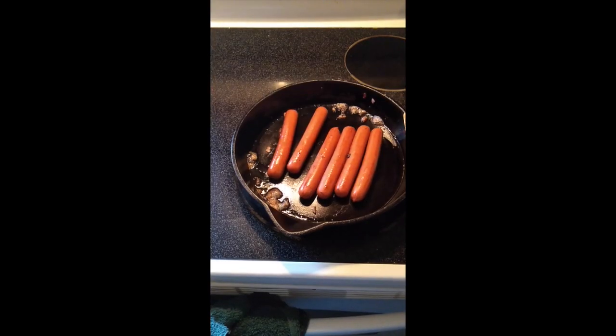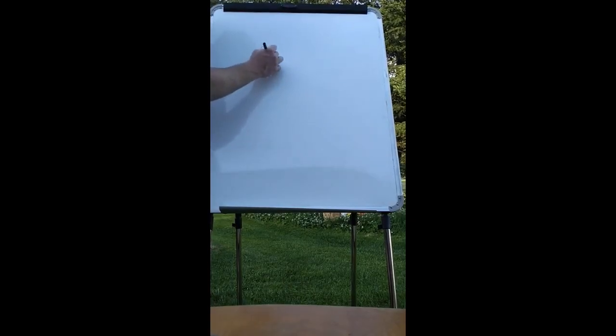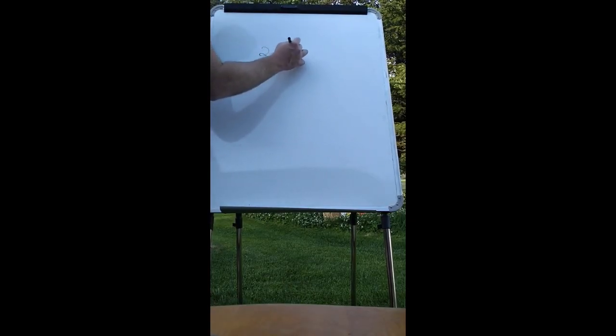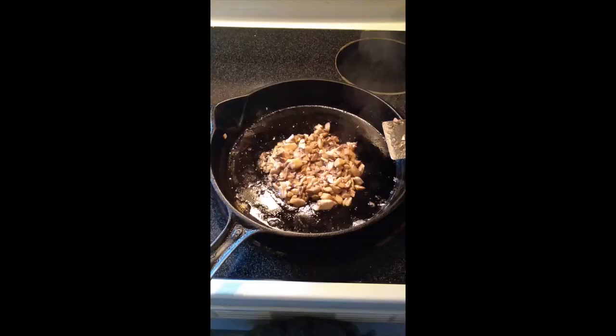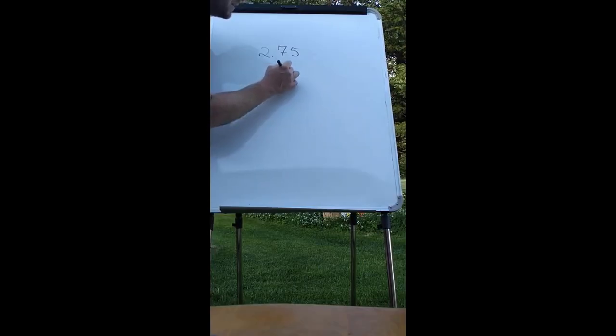A regular hot dog with relish, ketchup, and mustard costs $2.75. So I'm going to write that here, $2.75. Now, every additional topping is 25 cents. So Eva, when she wanted cooked mushrooms, which is an additional 25 cents. And she also wanted cooked onions, which is an additional 25 cents.